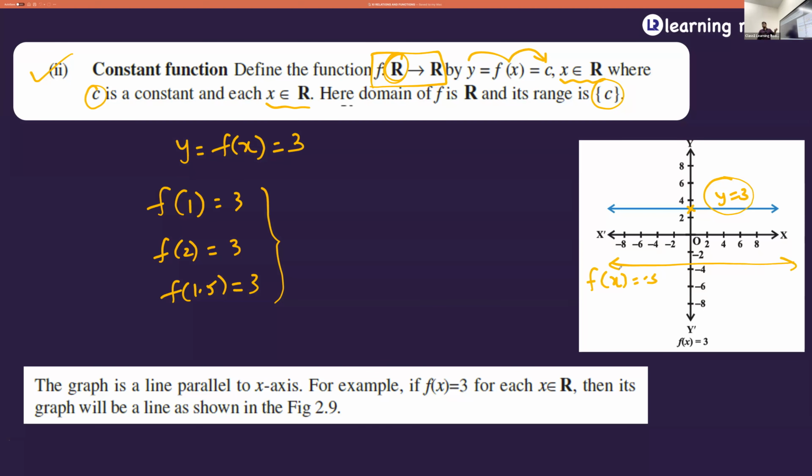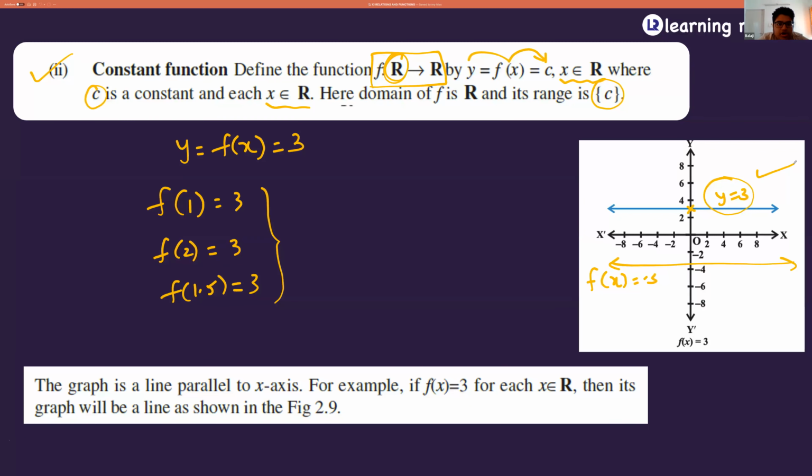So this is how constant functions work. The graph is a line parallel to the x-axis. For example, f of x is equal to 3 for each x that belongs to R, then its graph will be a line which is shown like this. Okay, so you can make a note of this.